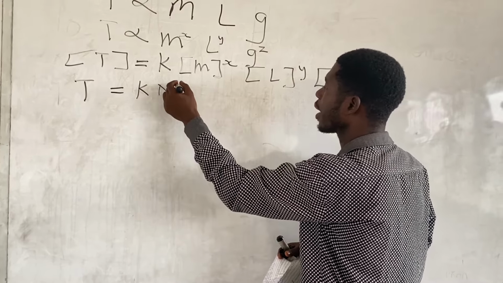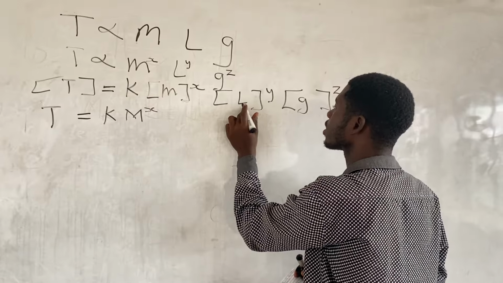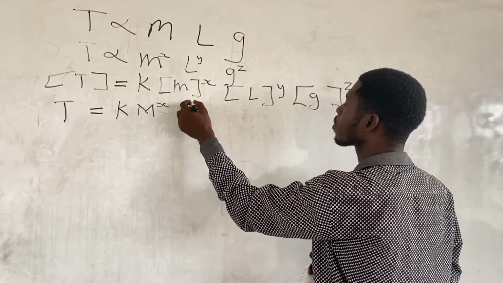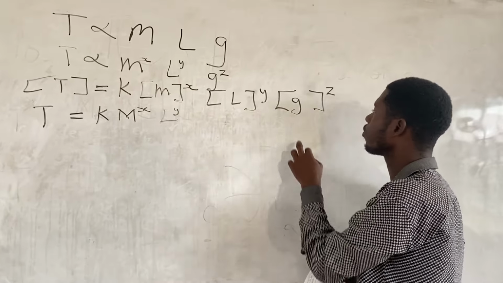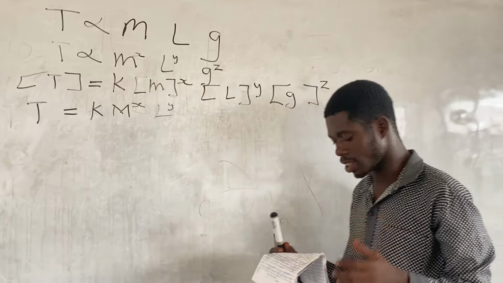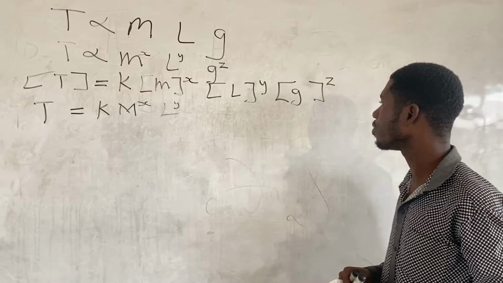And we have L here. From the question, L is length. So taking the dimension of the length, we give L to the power Y. Then we have G. G is acceleration due to gravity.